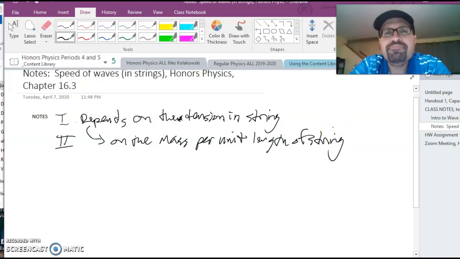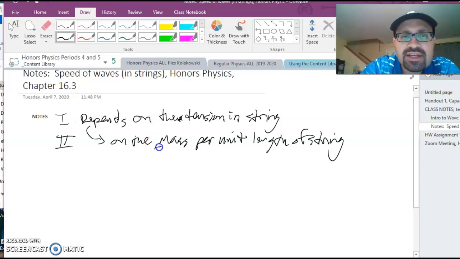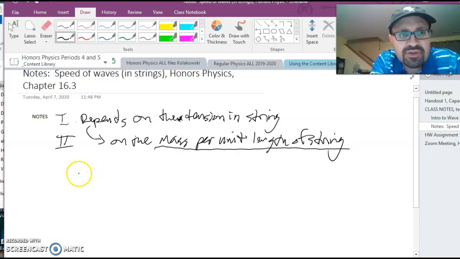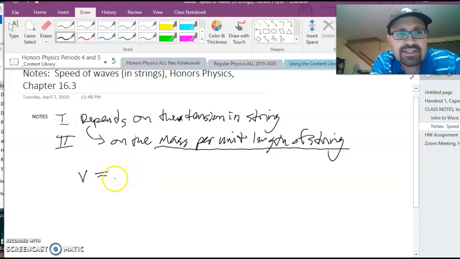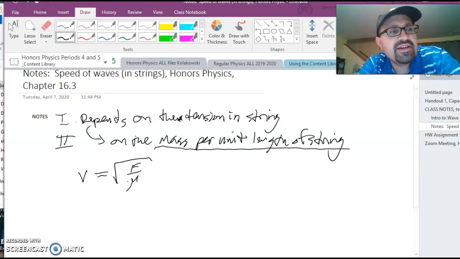In other words, to use the verbiage of the textbook here, you could call it the linear density of the string. That's the correct words I'm looking for. Okay, so that's linear density of the string. Let's take a look at the equation. The speed of the wave in the string is going to be equal to the square root of the tension force in the string, measured in newtons, divided by the mass per unit length of the string, measured in kilograms per meter.